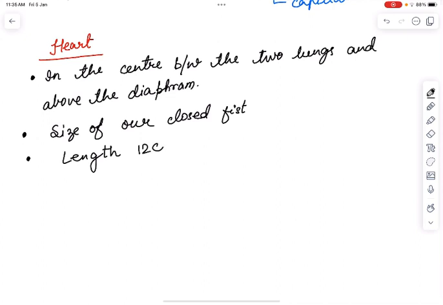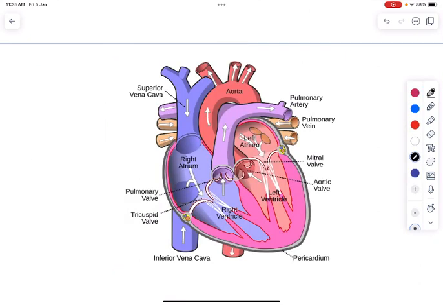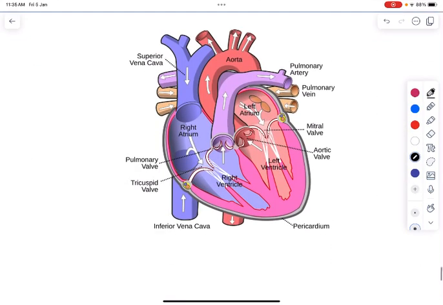The length will be 12 centimeters and the width will be 9 centimeters. And this heart is protected by a double walled membranous covering called the pericardium. This heart is covered by a double layer.